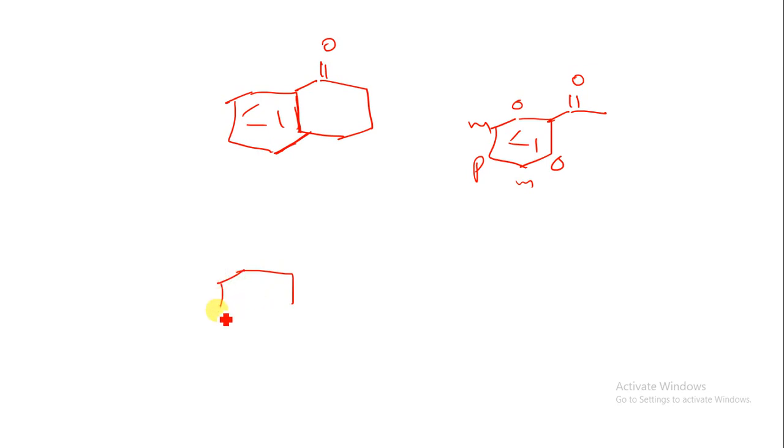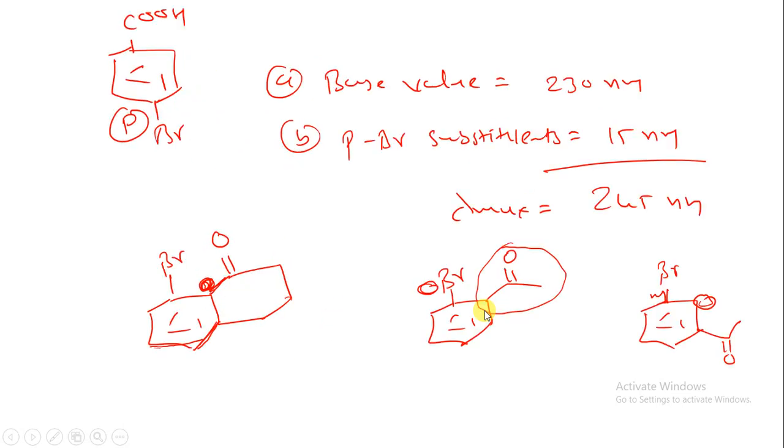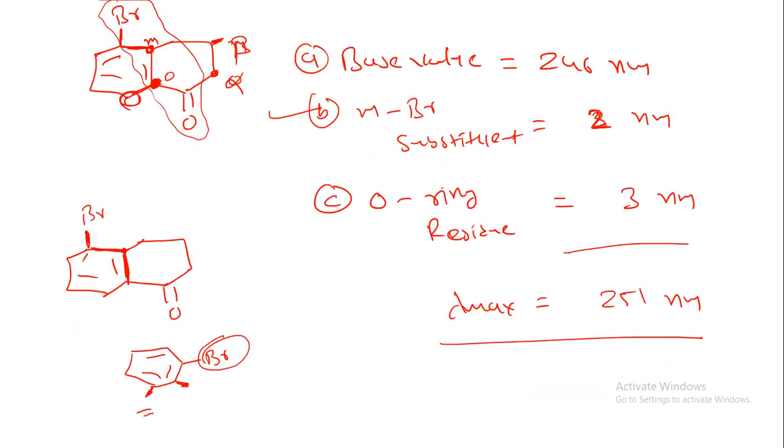Suppose you are given a structure like this. What you have to imagine is that this is my structure. For that, this is the ortho position and this is the meta position. Again, I am explaining my first example. This is my system, so I have to consider this as a system.